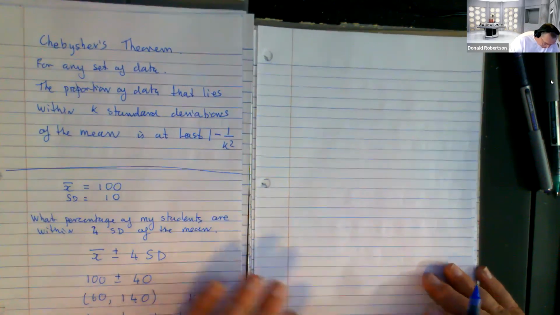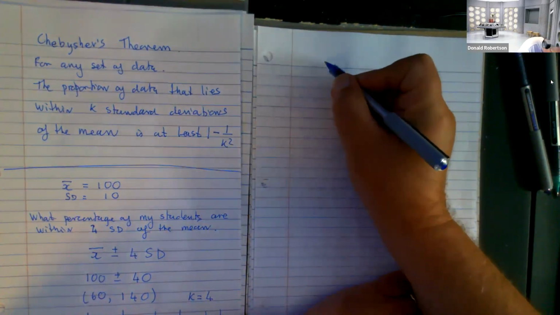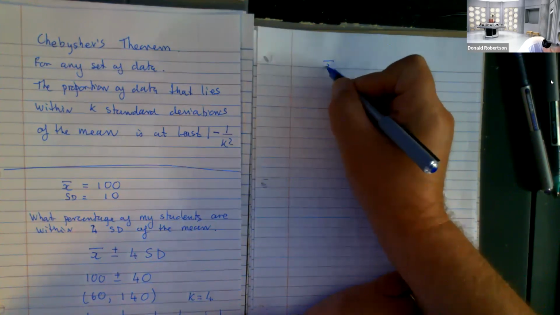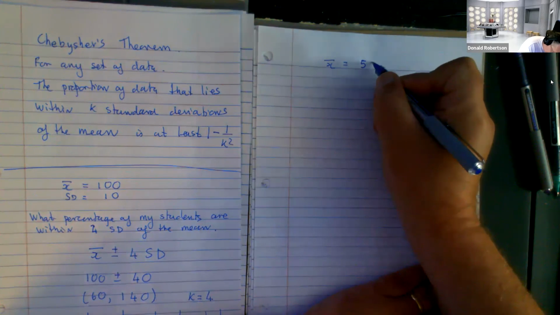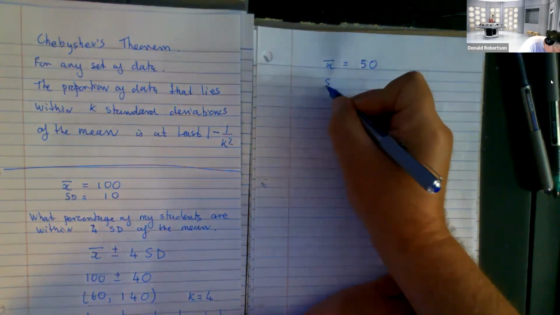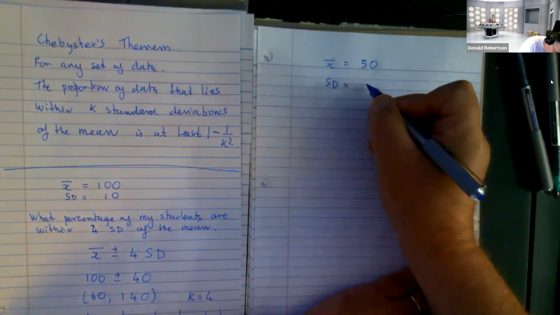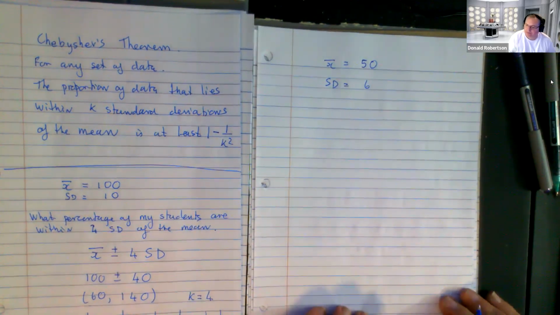Let's suppose that I gave a quiz and the average was 50 and the standard deviation was 6.